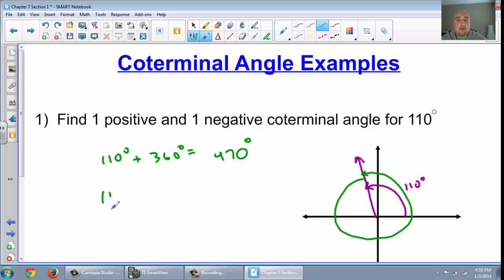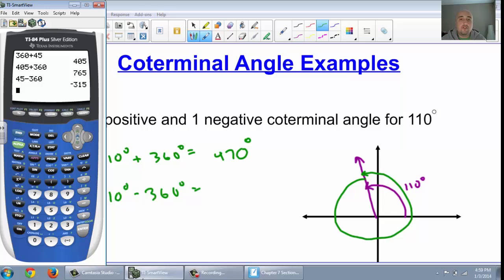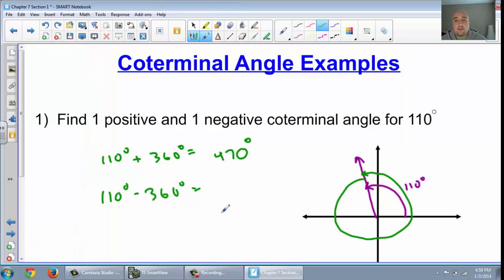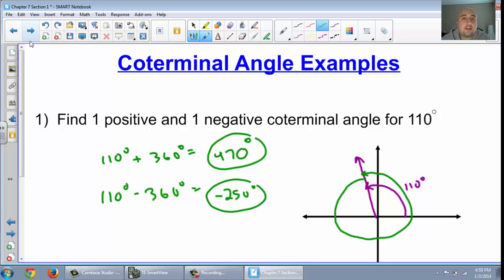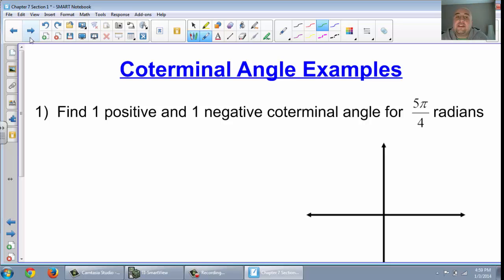And to get my negative, I would just do the opposite. I would subtract 360. So what's 110 minus 360? Let's use our calculator for this one. 110 take away 360 is negative 250 degrees. So here is my positive coterminal, and here is my negative coterminal. All right, let's look at example 2. Now, it says find one positive, one negative coterminal angle for 5 pi over 4.